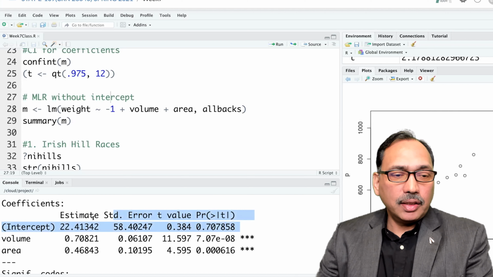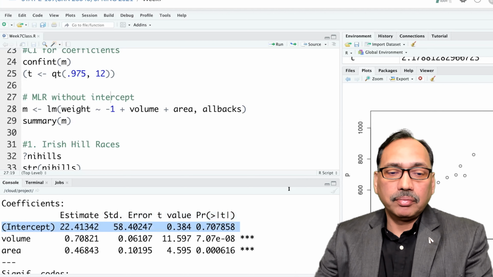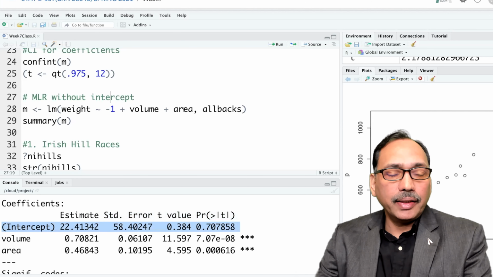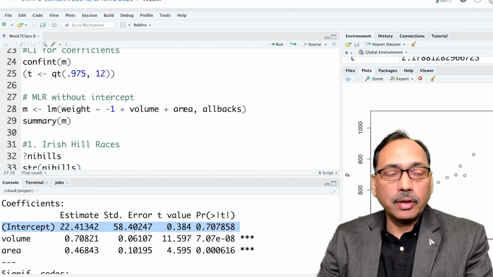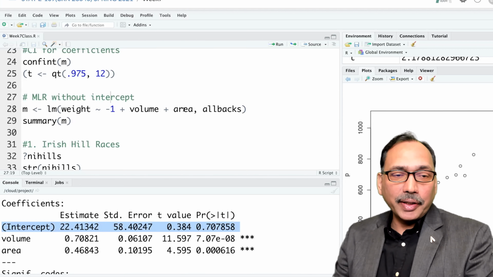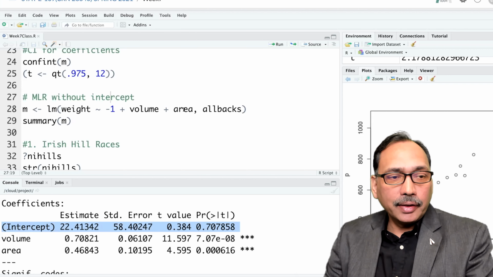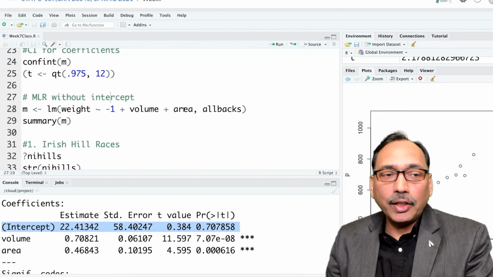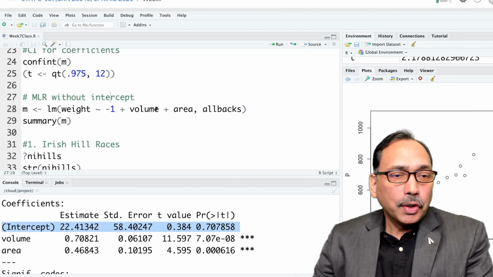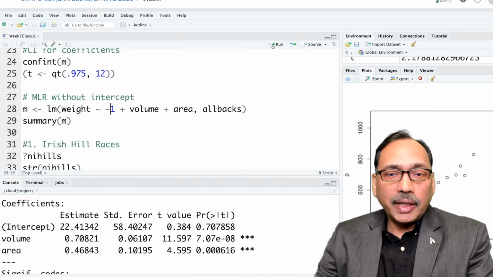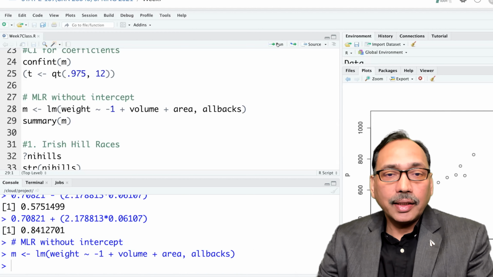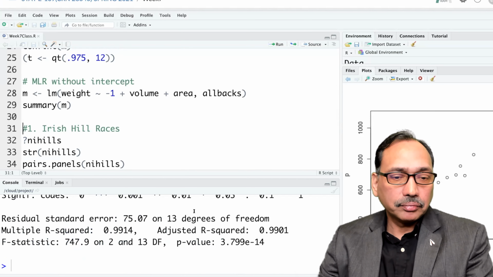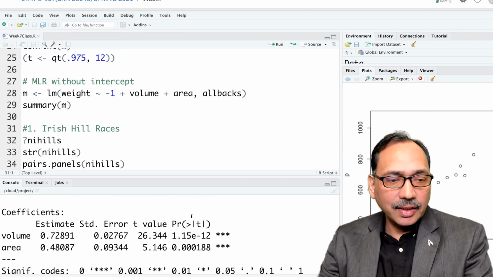One of the reasons we removed the intercept was that it's not statistically significant, and also we know that it makes sense to remove it because if the volume or area is 0, then there's no point in having an intercept value for weight. So we do that by doing -1. If you run that and then do the summary, this is what we had seen earlier.